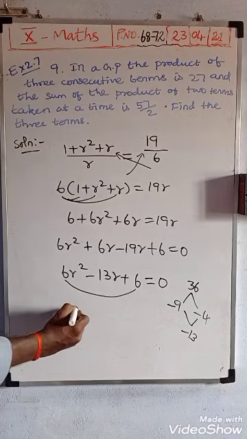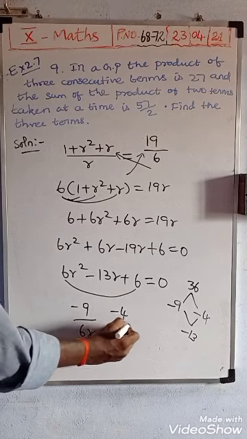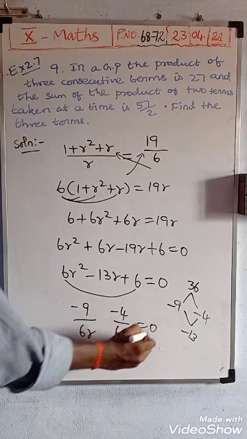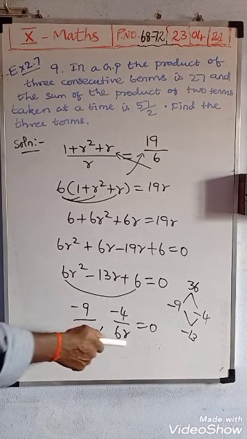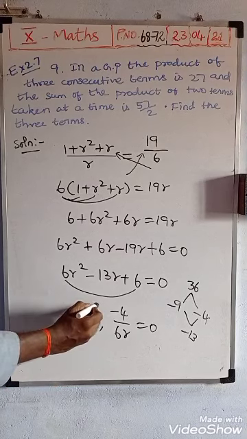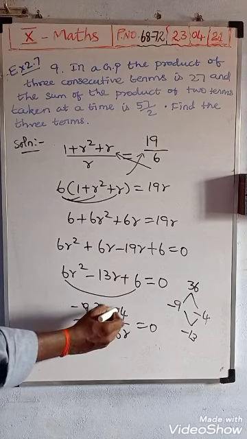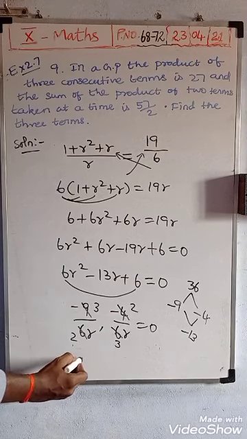So getting factors minus 9 and minus 4, you should divide them by 6r. Shortcut method this is. Here r squared coefficient is 6, so 6r. Both the factors also you should divide by 6r. Now cancel: 3 3s are 9, 2 3s are 6. Here 2 cancels: 2 2s are 4, 3 2s are 6. Now what will you get?